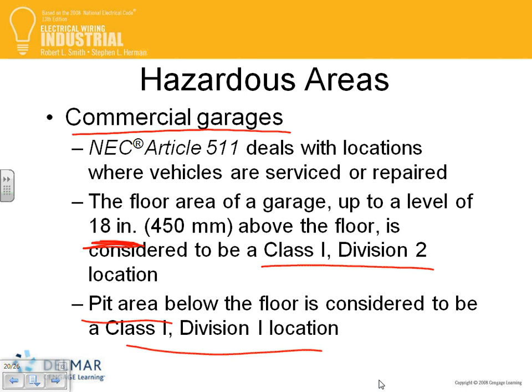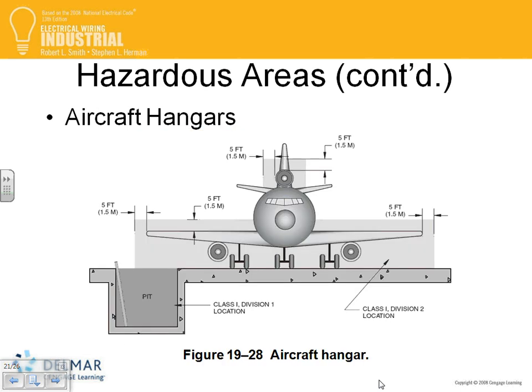Any questions, guys, about the commercial garage? Up to 18 inches, all over the commercial garage, is Class 1 Div 2. A pit is Class 1 Div 1. Higher than 18 inches, no classification. So the lights in a commercial garage, do they have to be explosion proof? It's higher than 18 inches. You're good.